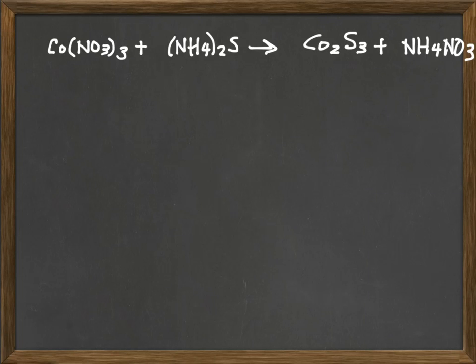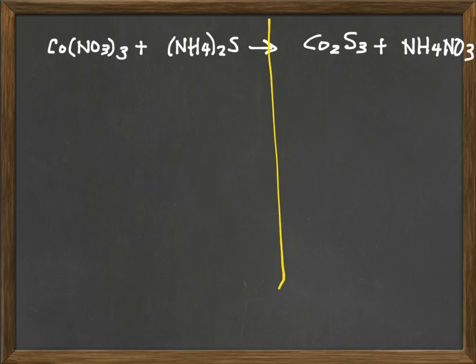Okay, so let's balance this equation. We need to make sure that the number of atoms of cobalt and nitrogen, oxygen, hydrogen, and sulfur are the same on the left as they are on the right. So again, I'm going to draw a line at the arrow to divide the equation in my mind.